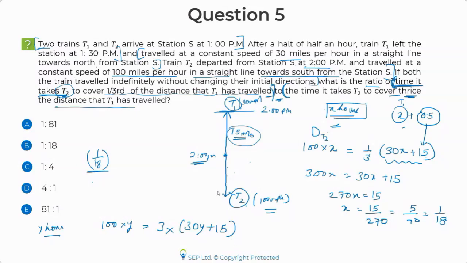In fact, let me very quickly solve it also. Have I written everything correctly here? 30, yes. So I'll get 100Y is equal to 45 plus 90Y. 10Y is equal to 45, or Y is equal to 9 by 2. So you put 9 by 2 here, which is 1 by 18 times 2 by 9. You cancel this out and you end up getting 1 upon 81, which is your answer, A.